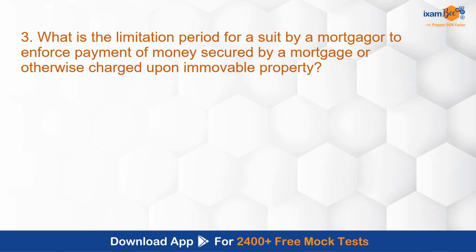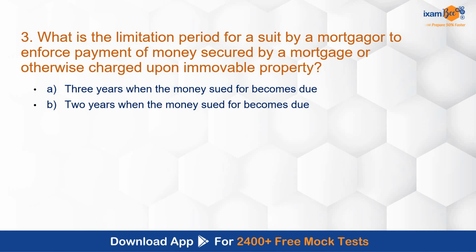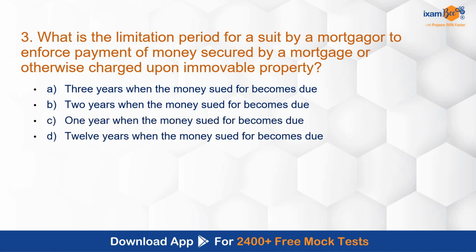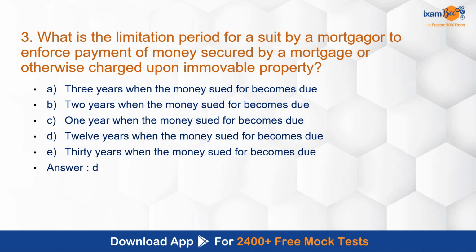Question number 3. What is the limitation period for a suit by a mortgagor to enforce payment of money secured by mortgage or otherwise charged upon immovable property? Option A, 3 years when the money sued for becomes due, 2 years when the money sued for becomes due, 1 year, 12 years, 30 years. Correct answer here is D, 12 years when the money sued for becomes due. This is given under Article 62 of the Limitation Act. In the schedule, Article 62 talks about this limitation period. These were the 3 questions that came from Limitation Act, starting with CPC.